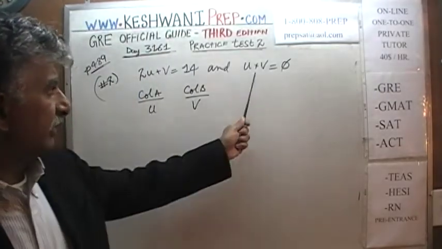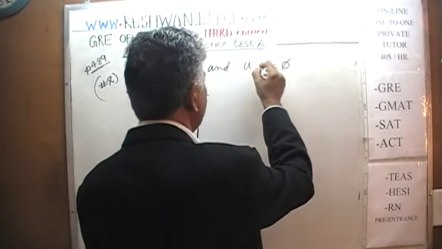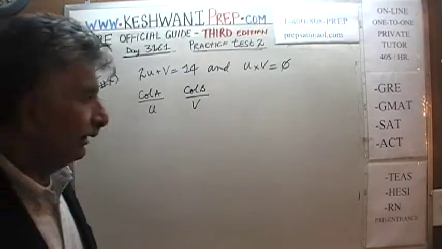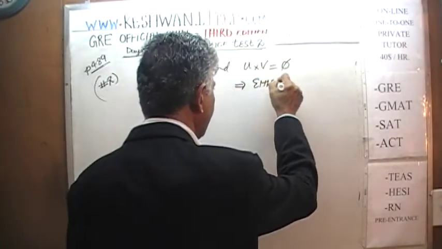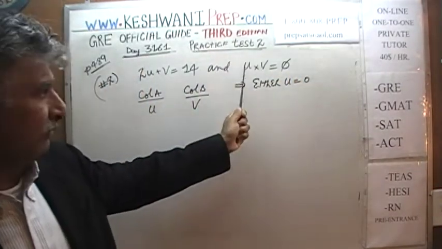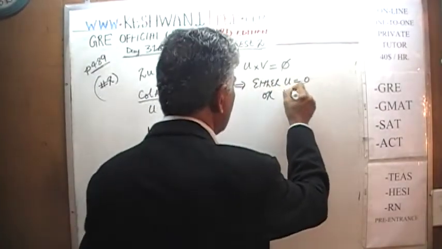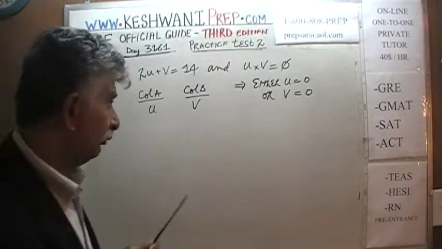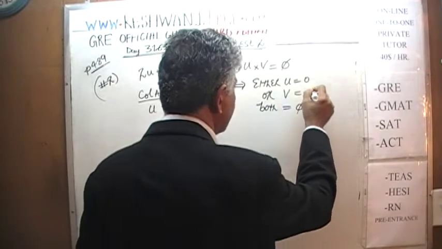Let's start with this equation here. Understand, what does it mean when we say the product of two quantities is 0? Well, if u times v is 0, then that in turn implies that either u is equal to 0. In that case, it doesn't matter what the value of v is. If u is 0, 0 times anything is 0. Or v is equal to 0. Of course, there is also a third possible scenario, which is they are both equal to 0. These are the three possible scenarios.